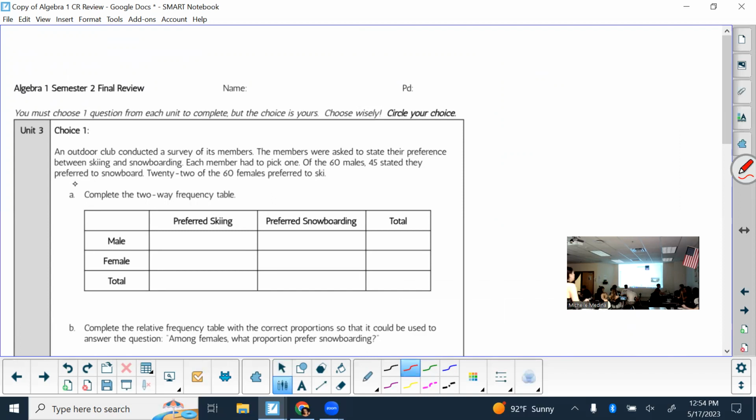So an outdoor club conducted a survey of its members. The members were asked to state their preference between skiing and snowboarding. Each member had to pick one. Of the 60 males, so where am I putting that 60? Okay, over here where the male total is. 45 stated they preferred to snowboard. Where do I put the 45?